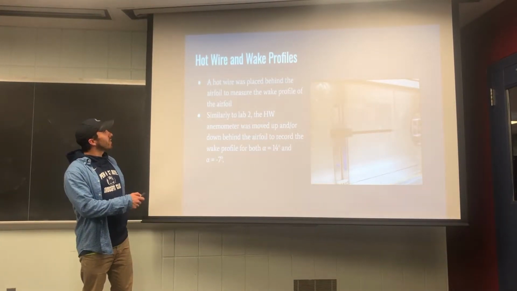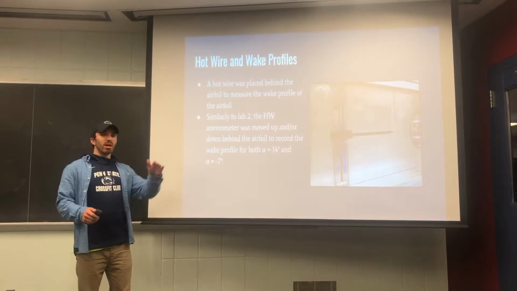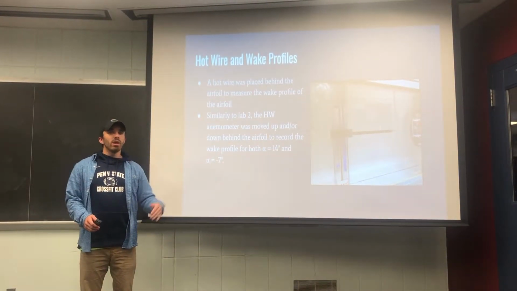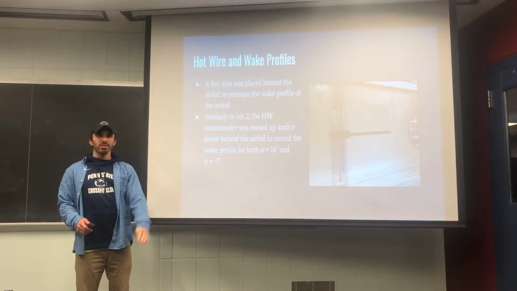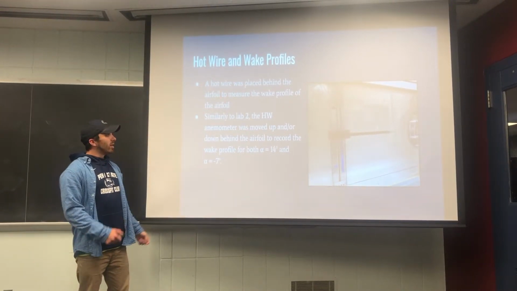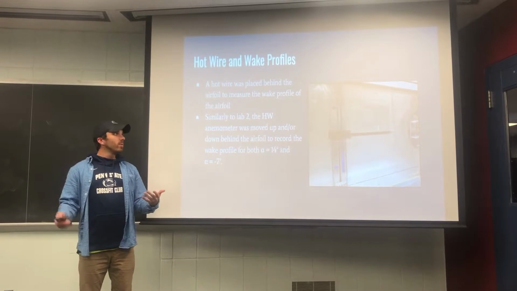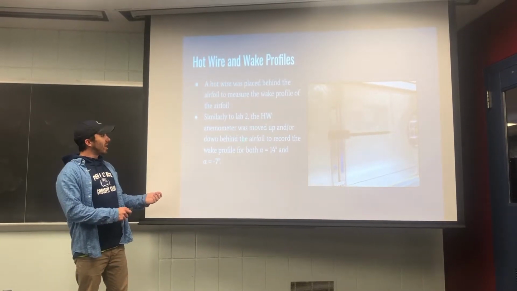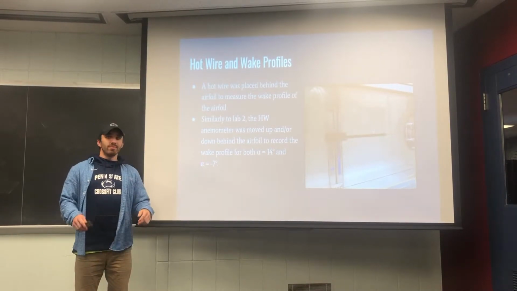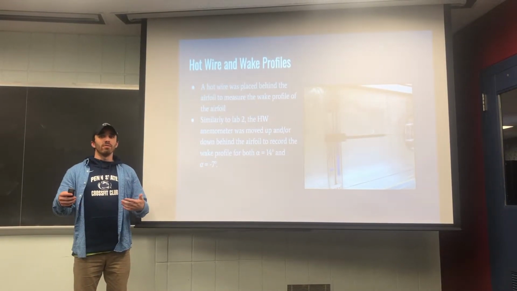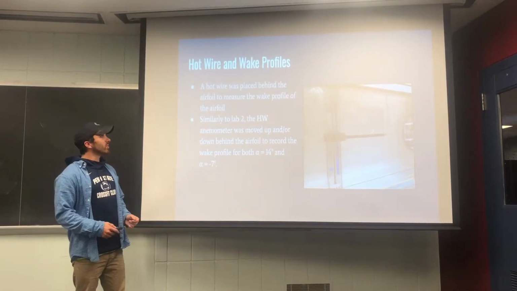And to measure wake profiles, we use the hot wire. We put the hot wire a little bit behind the airfoil and move it up and down. We started around 24 inches, and we moved all the way down to 0 inches in the wind tunnel vertically. And this hot wire just measures velocity. Similar to Lab 2, the hot wire anemometer was moved up and down, and it was used for angles of attack of 14 and negative 7. We did the same thing twice.